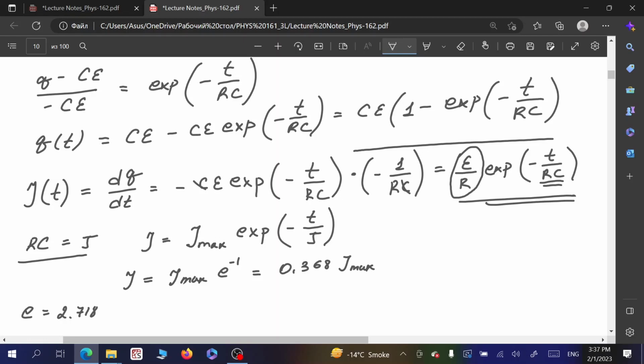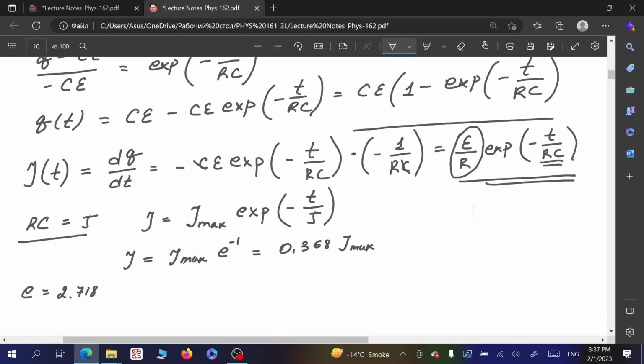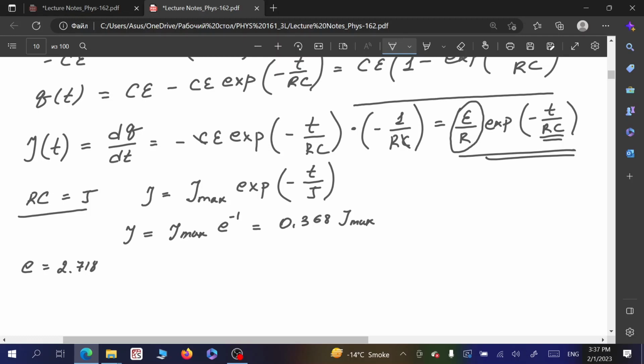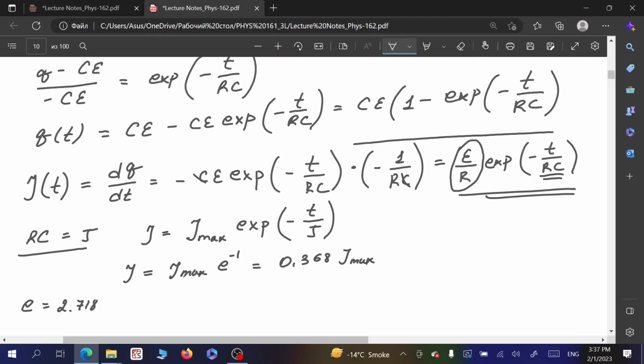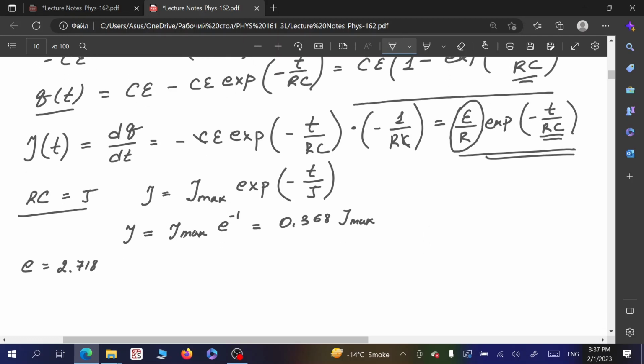So that is the definition for tau, the characteristic time, and what it means. So when you decrease this time interval, which it takes for the current to drop from its maximum value to the value which is equal to e times smaller than the maximum value. And also we can introduce it from the point of view of electric charge, because you see electric charge as a function of time also has this RC product in the denominator of the exponential argument.